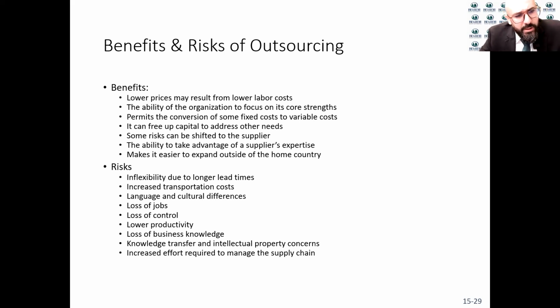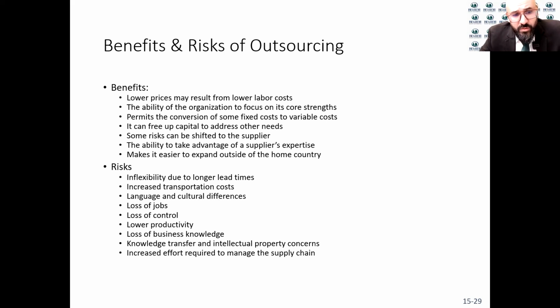It can free up capital to address other needs. You might need to expand your warehouse for something else, not just what you used to do and you're not good at it. So you send it to another person to do it for you. Let's say the manufacturer, they will do the manufacturing for you. You will do the design. So you free up some of that capacity that you have.